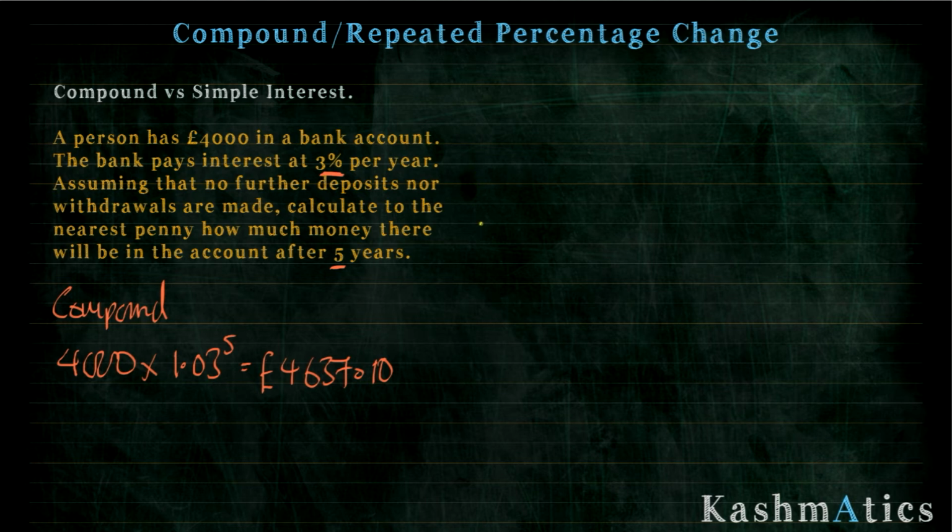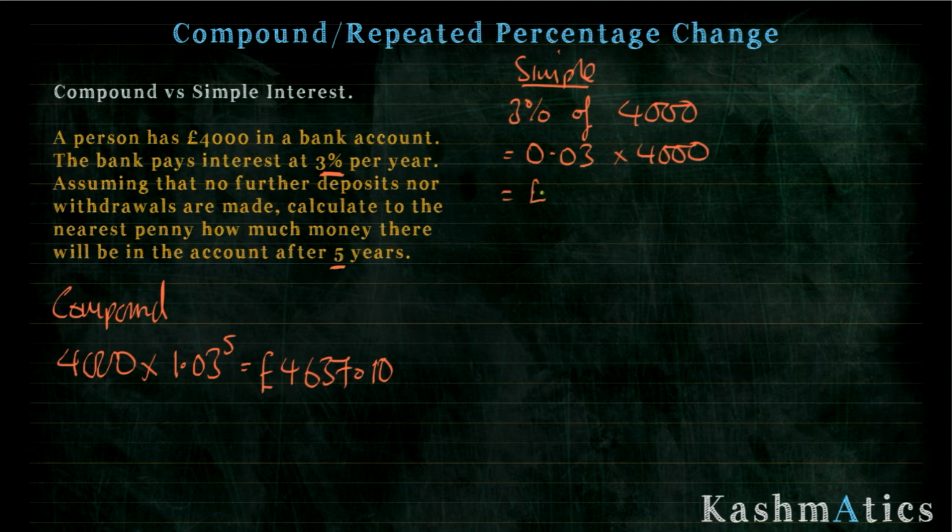Anyway, simple interest. Now, the way simple interest works is it's only earned on the initial investment. So the first thing I need to do is work out what 3% of £4,000 is. Remember, this is simple interest. Even though it's called simple interest, the calculation is actually longer. I would do 0.03, not 1.03. I'm not increasing it by 3%. I just want to work out what 3% of £4,000 is. So 0.03 times 4,000 gives me £120.